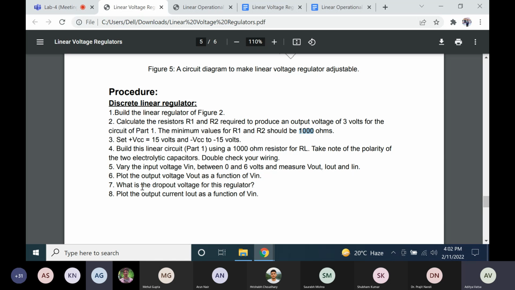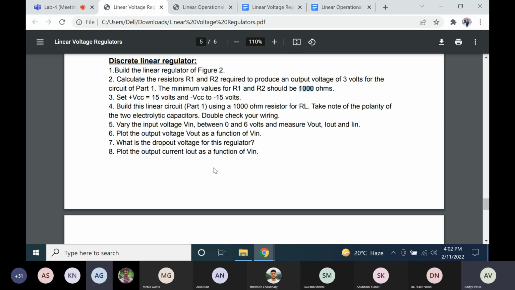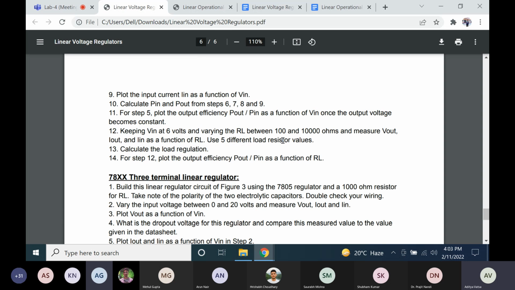One more thing I want to say is the dropout voltage in the regulator. What is the dropout voltage? In a regulator, the input voltage is more than the output voltage, and we have some losses in the IC and other parts of the circuit. So the difference between the input and the output voltage is the dropout voltage. That is what we have to find.